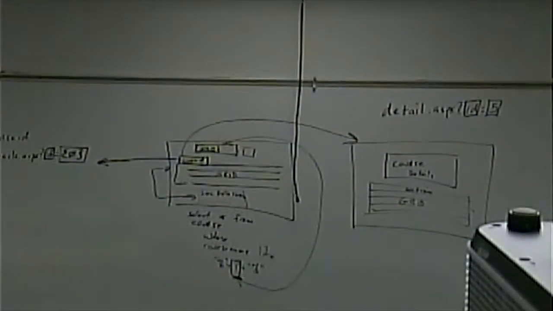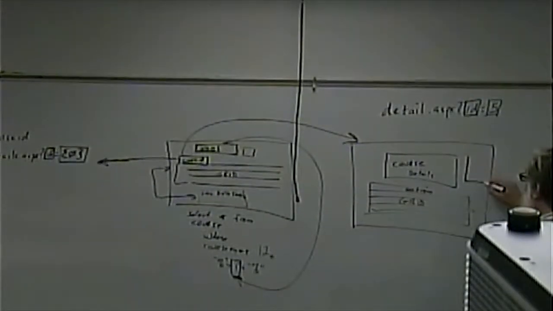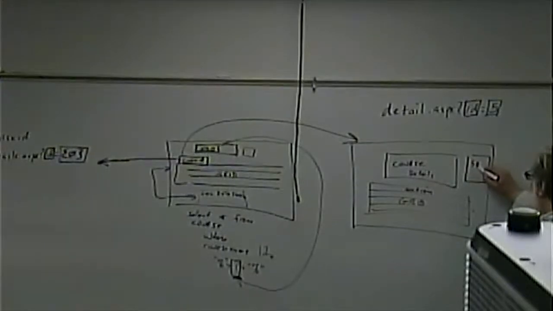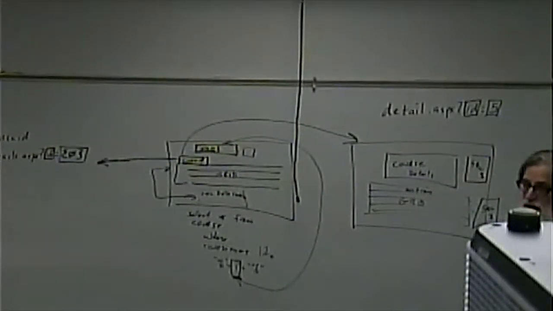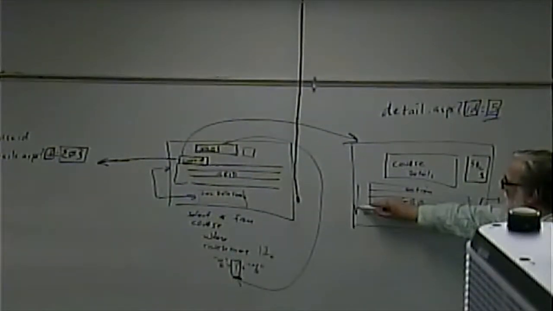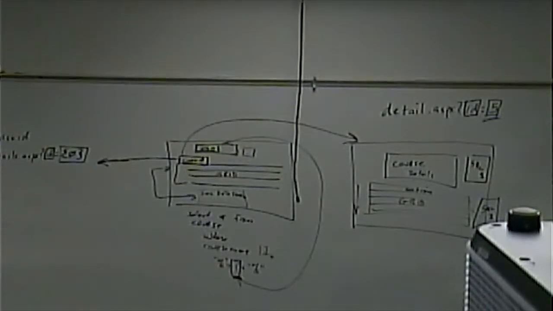So now on this page, we're going to have 2 SQL data sources and a details view, because the header part is only going to have one value. There's only one course that's going to match this course ID. But there could be multiple sections, so we are going to have a grid view here.